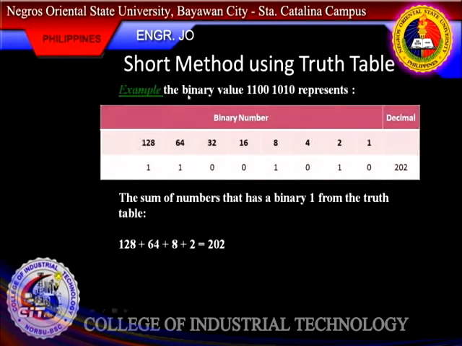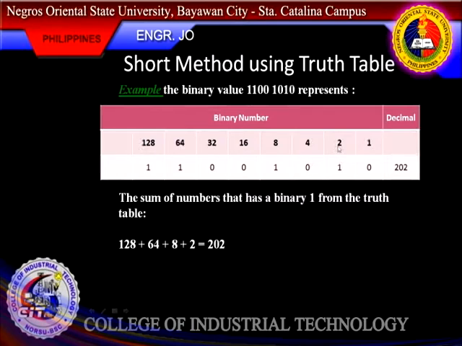Okay, for the same example we're going to use the truth table. As I discussed earlier, we're going to start with 1. In our short method of solving this problem, this is a very simple way compared to the long method of converting the binary number system to decimal form. So first, you put your exponential form. Any number to the power of 0 is always equal to 1.